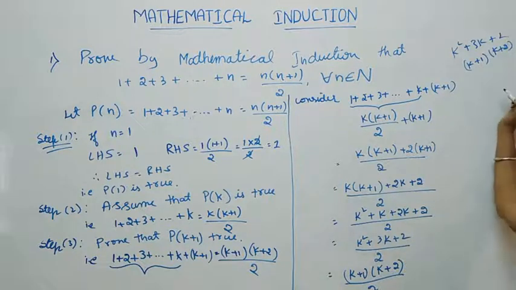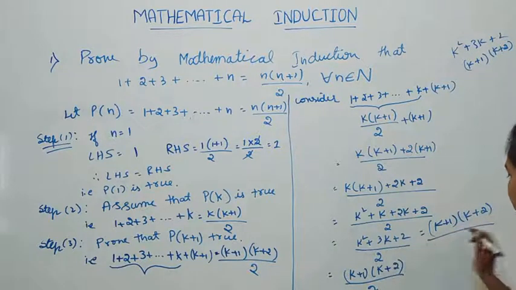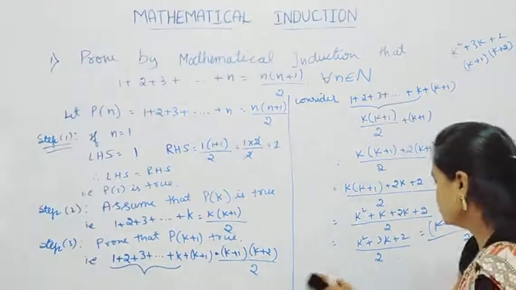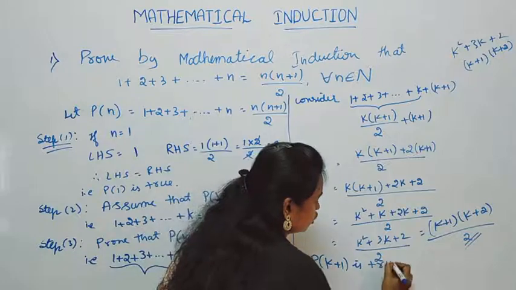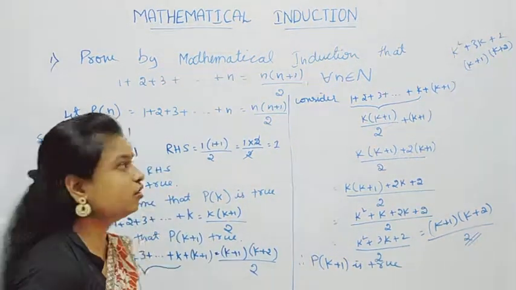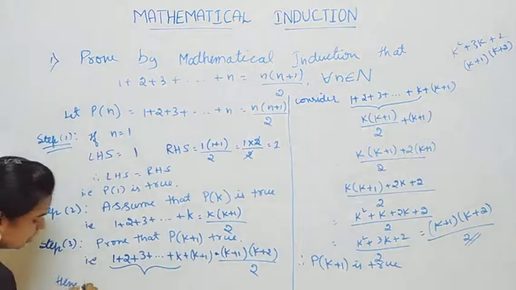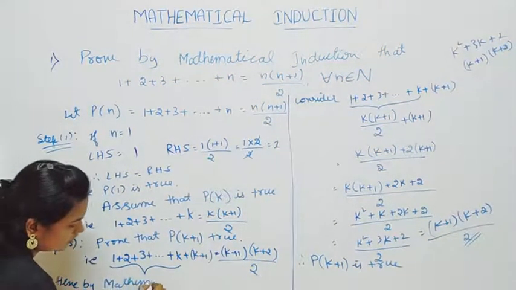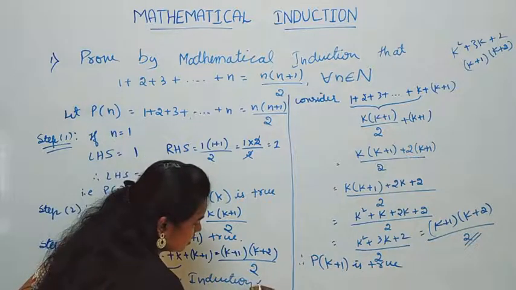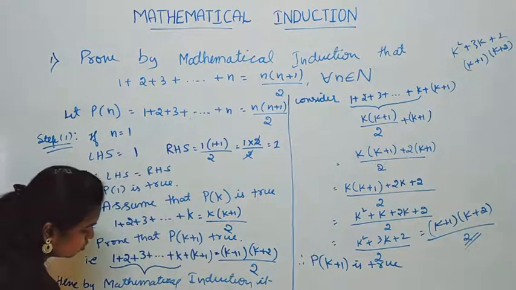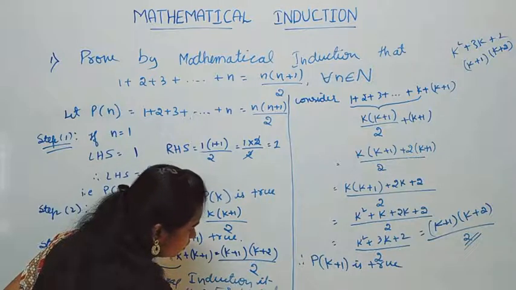into k plus 2. Okay, so for this I replace k plus 1 into k plus 2 whole divided by 2. Therefore p of k plus 1 is true. Okay, in the last line write down hence by mathematical induction, it is true for all natural numbers.